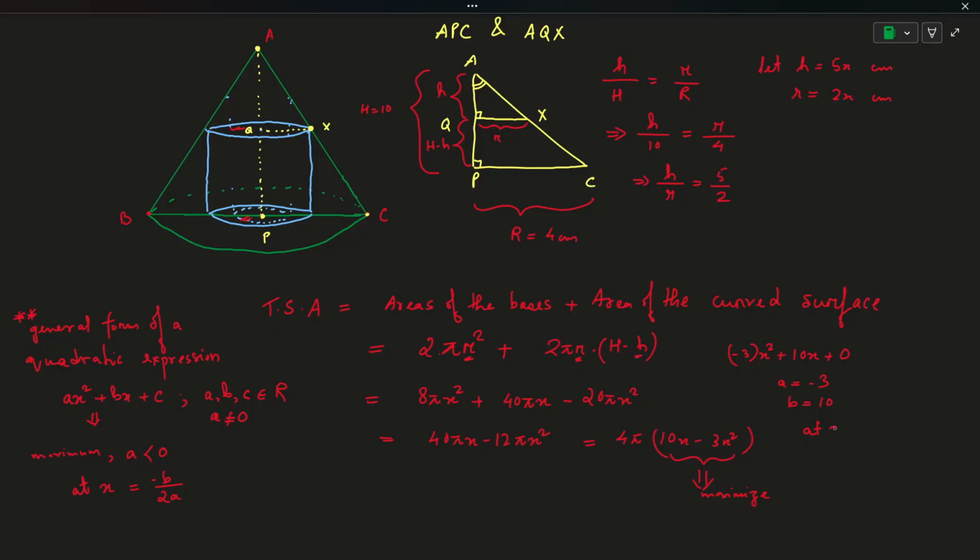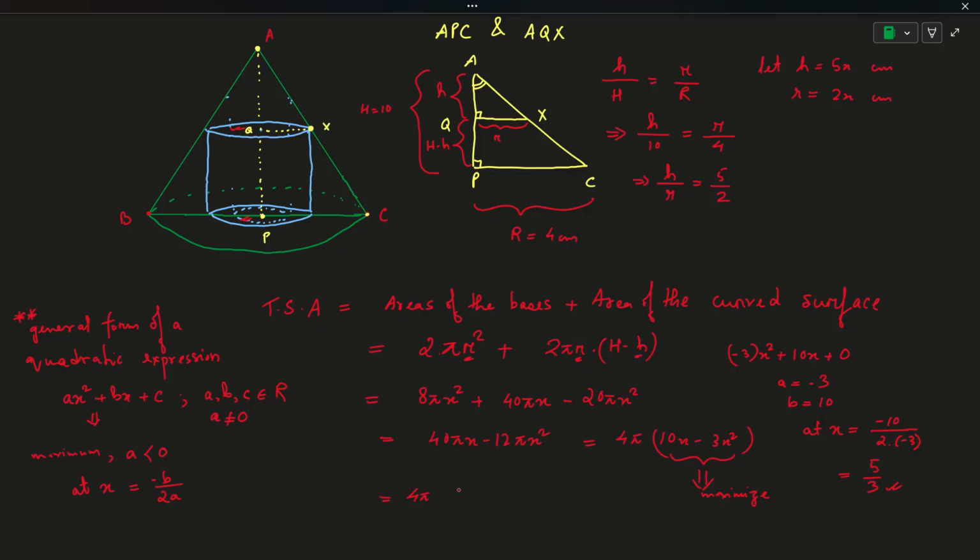So at x equal to minus b by 2a. What is minus b? Minus 10 by 2 times a, and a is this one, right? So this will become 5 by 3. That means this expression will be maximum when the value of x is 5 by 3. So put 5 by 3, guys.